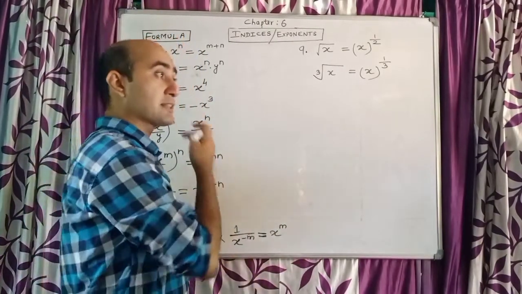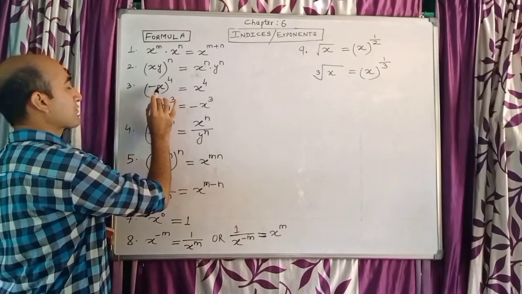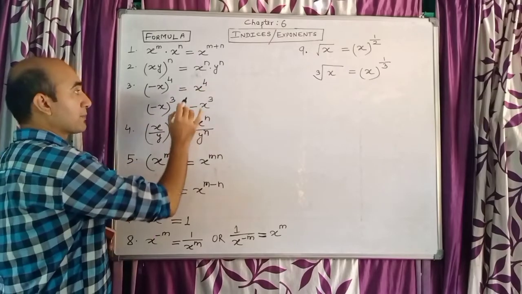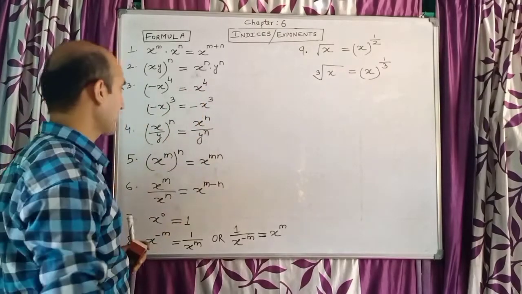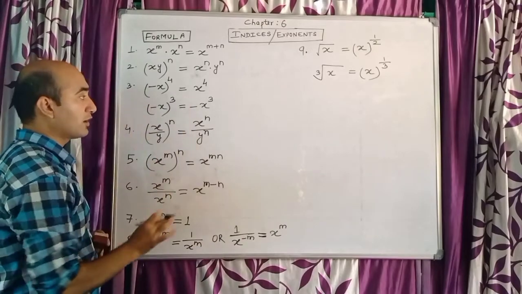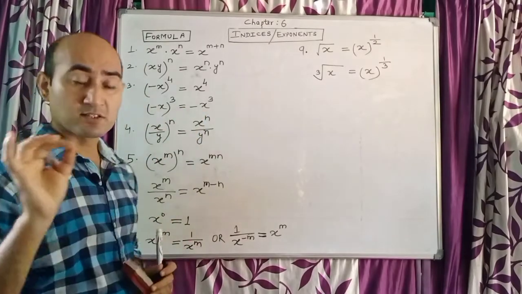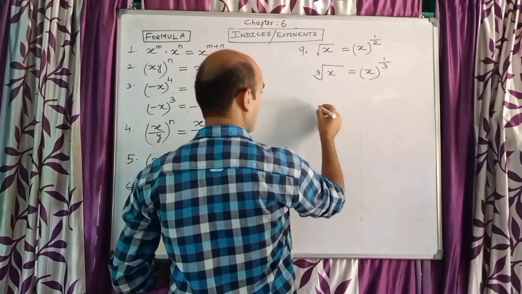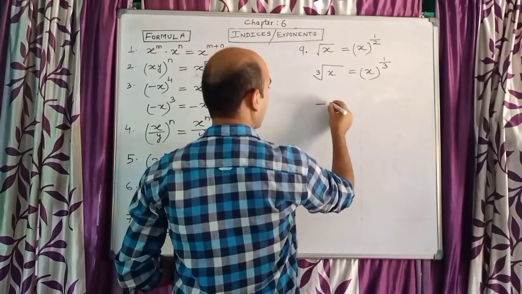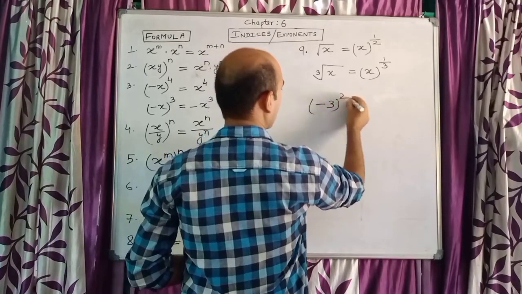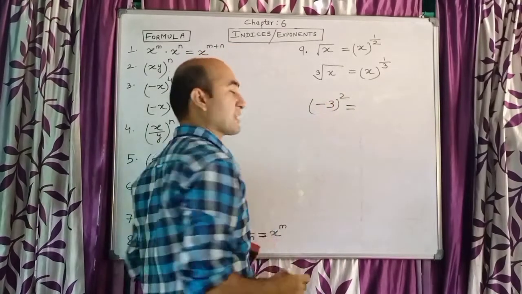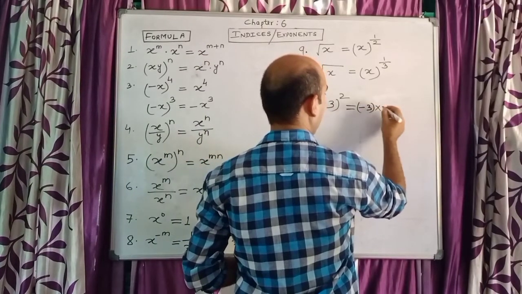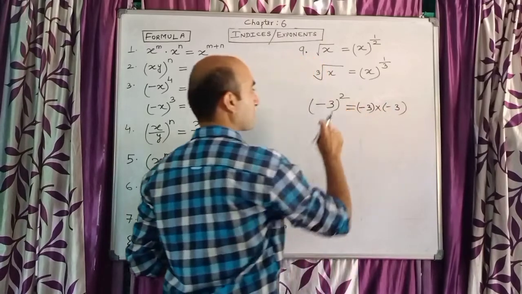Now what is the meaning of this? Whenever a minus variable is having even power, the power remains same but the minus vanishes. But if the power is odd, the minus symbol will still exist. For example, why does it happen so? Suppose I have minus 3 squared. Then you know what is the meaning of minus 3 squared? That means multiply minus 3 2 times. Square means multiplying 2 times.